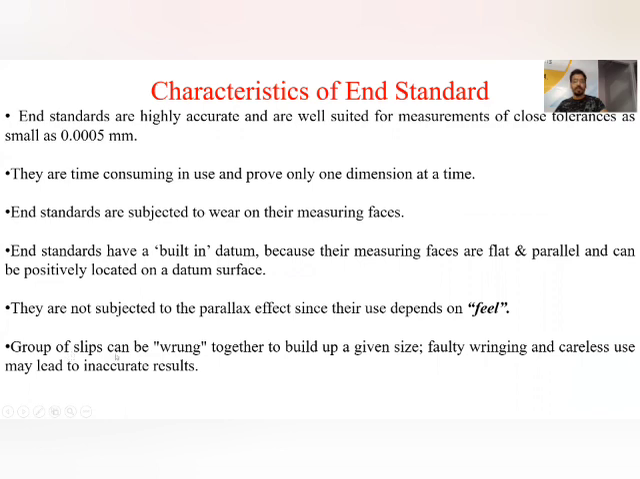Next, a group of slip gauges can be wrung to each other to build up a given size. Faulty ringing and careless use may lead to inaccurate results, because I have already told you in the second point that we can measure a single dimension with a single end standard. Now we have to club a number of slip gauges to measure a given dimension. There is a property in the slip gauge that we run one slip gauge over the other, so they stick to each other and fulfill the dimension which we need. We will discuss what ringing is and slip gauges in detail in the upcoming lectures.